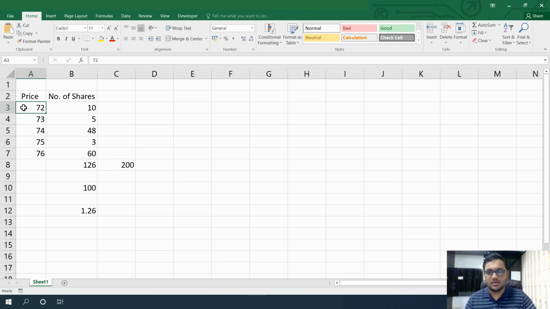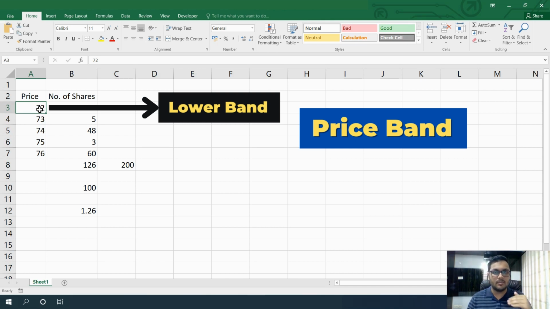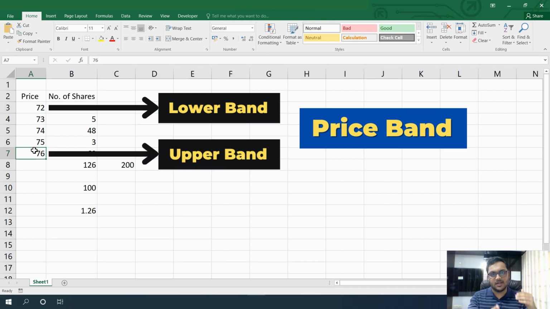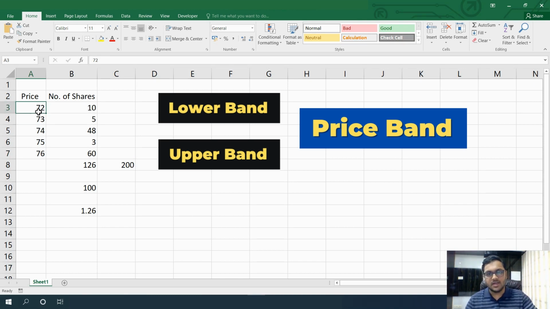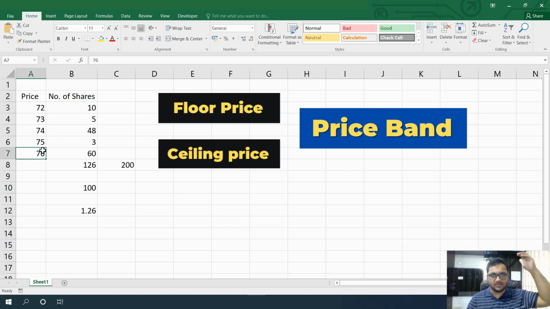This 72 to 76 rupees range is known as the price band. 72 is known as the lower band and 76 is known as the upper band. Okay, 72 lower band, 76 upper band. This 72 is also known as the floor price, and this 76 rupees is also known as the ceiling price. Floor price and ceiling price. So you should always apply for the ceiling price.